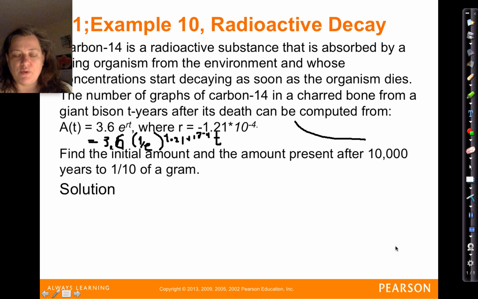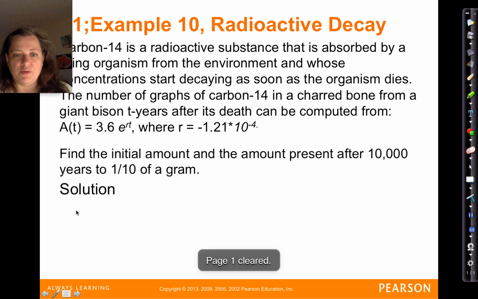All right, so the question is, what is the initial amount and what is the amount present after 10,000 years? Well, the initial amount is this. There's no change. That's your initial amount, so that corresponds to t being 0. And so we raise e to the power 0, get 1, and so that's your initial amount, as always. So now, how do you compute a of 10,000?